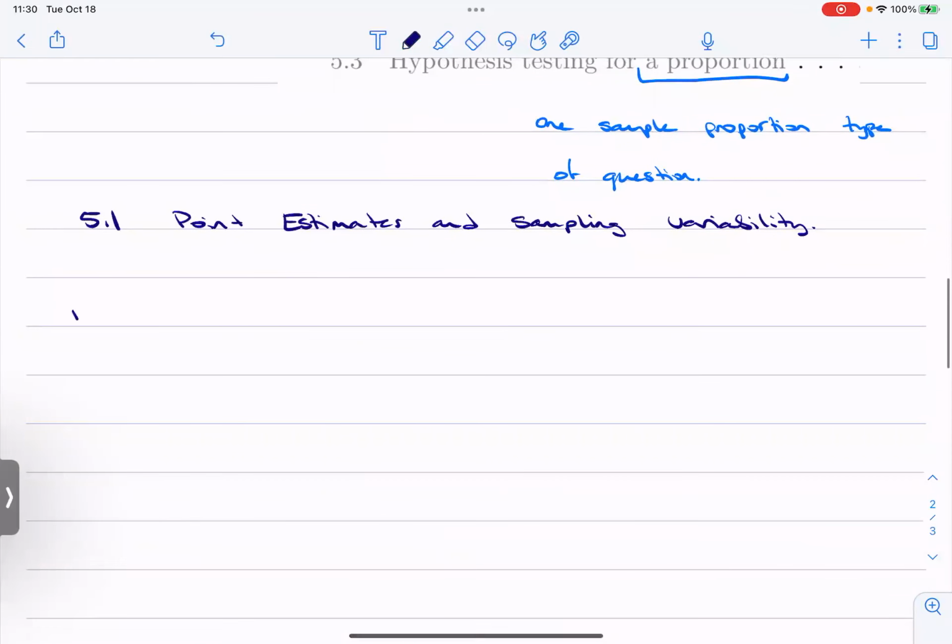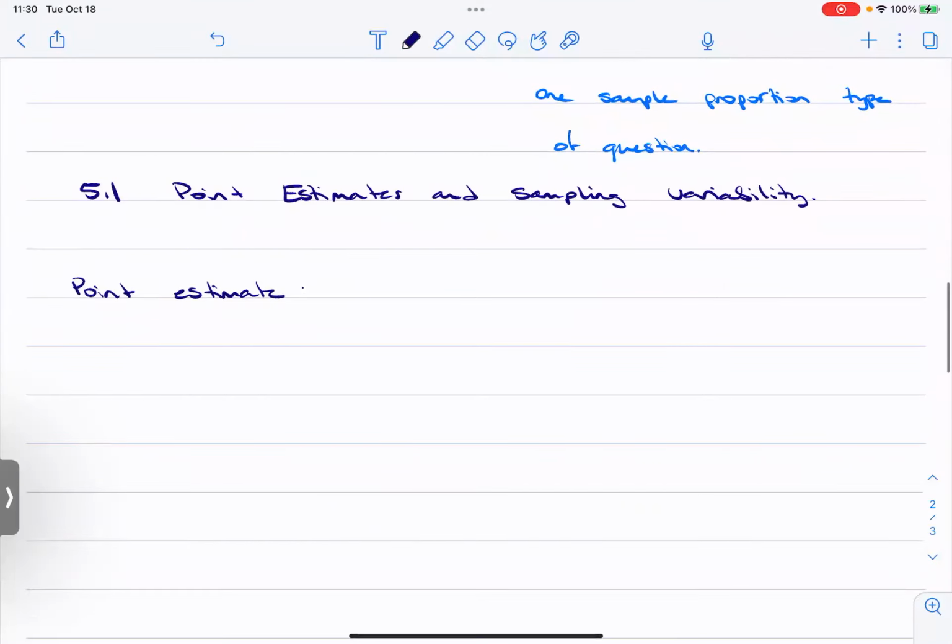I guess I should write that out first. A point estimate, because we use that terminology quite a bit. The point estimate is information from the sample that's going to serve as our best guess at what the population looks like.